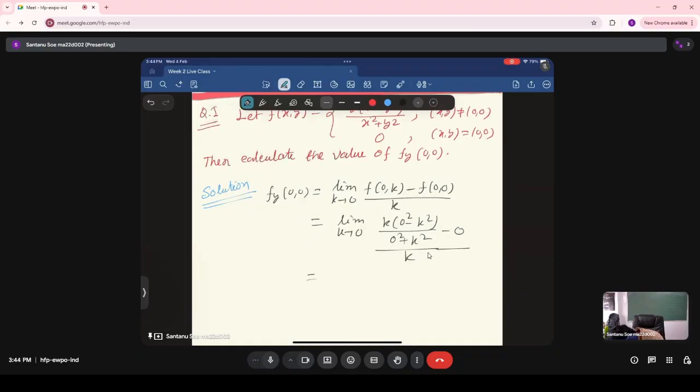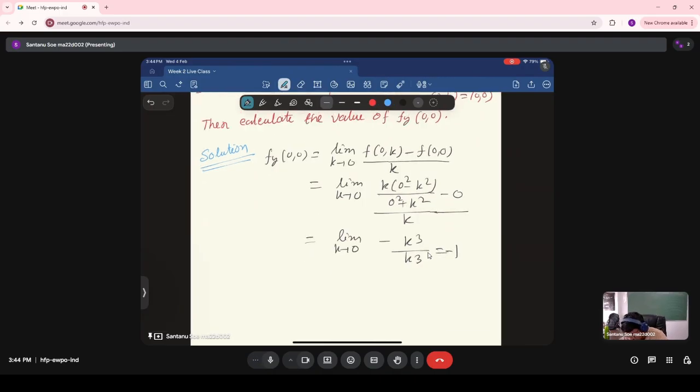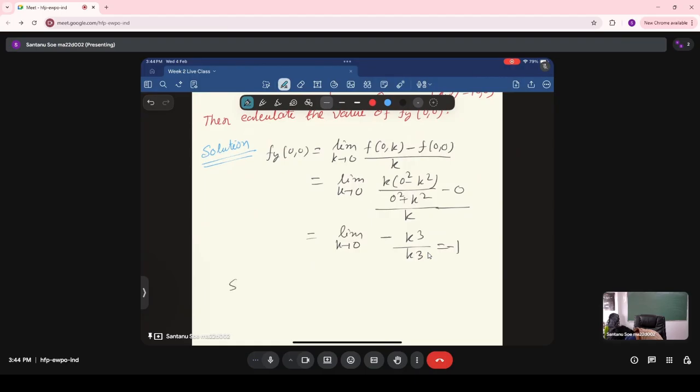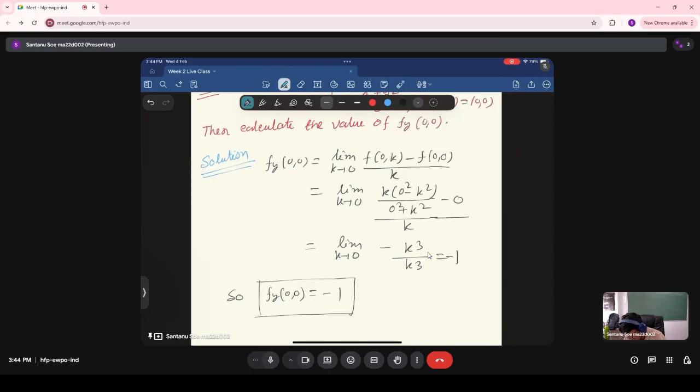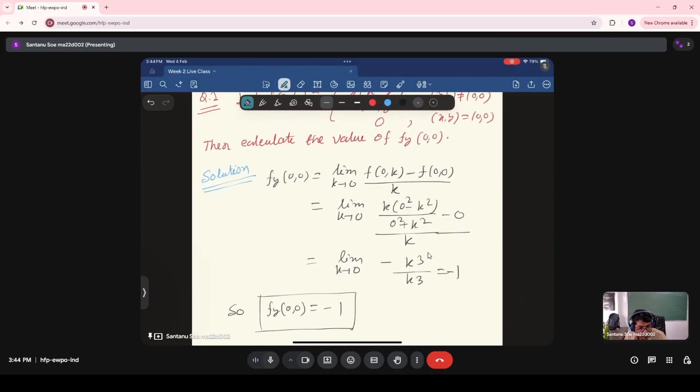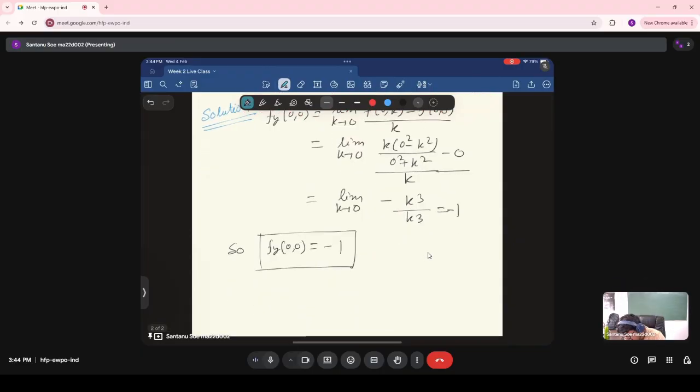So this is the same as the limit as k tends to 0 of minus k cube divided by k cube, which is negative of 1. So fy of (0,0) is nothing but negative 1. So this is the answer to the first question. Okay, so now let us go to the next question, if there is no doubt.